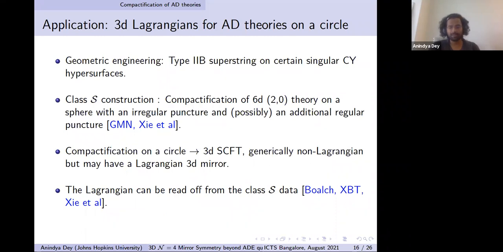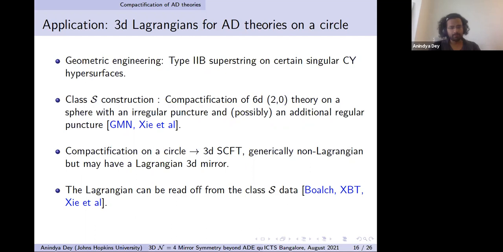Now, a lot of work went into finding this 3D mirror for theories that could be realized in class S. And the upshot of this analysis is that the mirror Lagrangian, the 3D mirror, can be read off from the class S data. There is a large literature on how to do that. I'm not going to discuss the analysis in detail, but I'm going to use the final result as my starting point in the next slide.